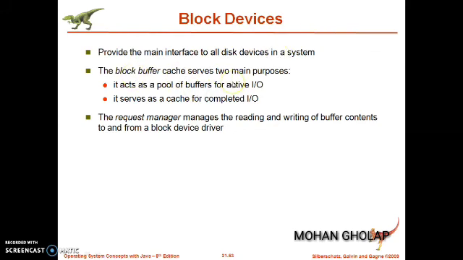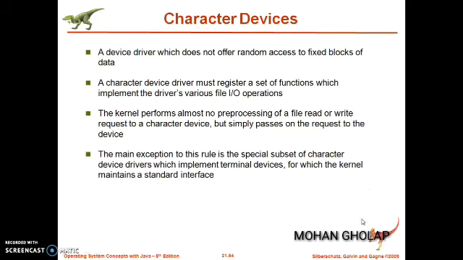The block buffer cache serves two main purposes. It acts as a pool of buffers for the active IO, and it serves as a cache for the completed IO. Here we have the request manager. It manages the reading and writing of the buffer contents to and from the block device driver.